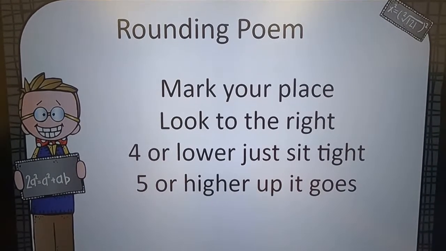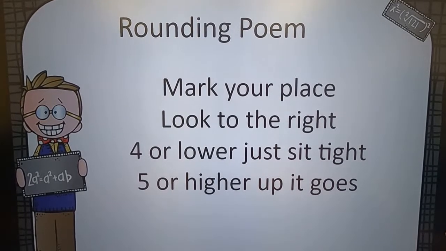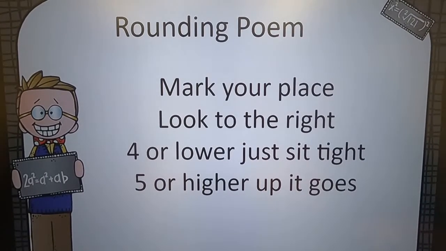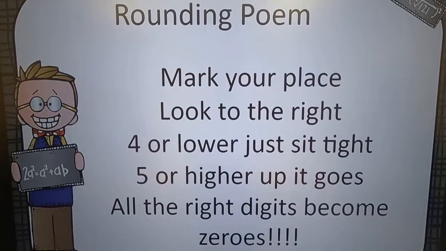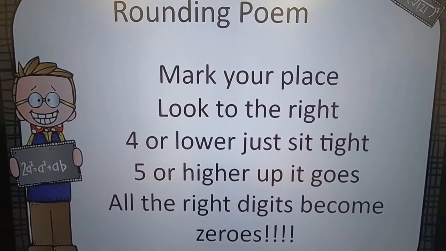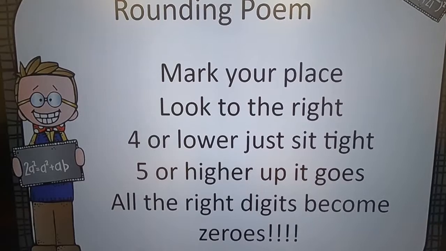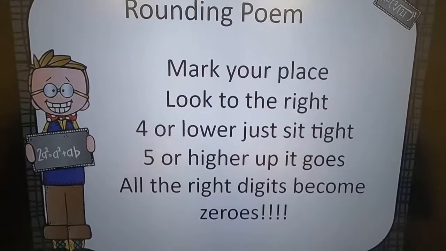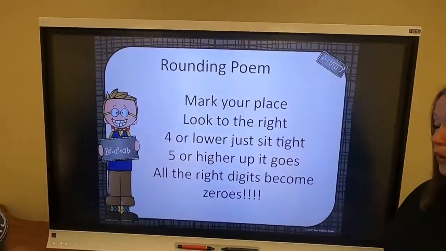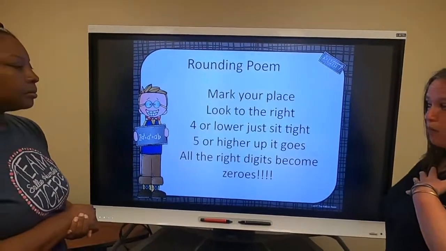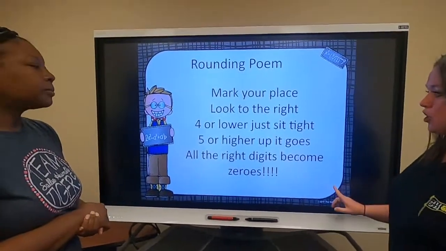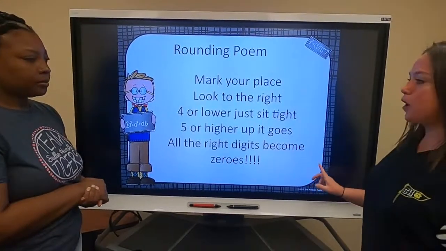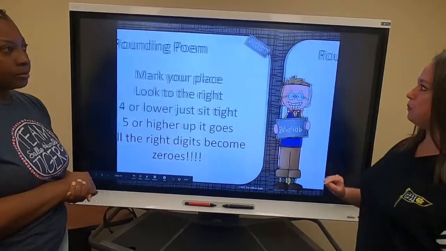5 or higher, up it goes. Meaning if your digit to the right is 5, 6, 7, 8, or 9, it tells that rounded digit to go up only by 1. And all the right digits become zeros, meaning all of your digits behind the digit you're rounding will become zeros. So if you write this down and you kind of say this to yourself as you're doing your rounding problem, I still say it to myself. Mark my place, look to the right, 4 or lower, just sit tight. 5 or higher, up it goes, and all the right digits become zeros. This will probably be helpful to you.